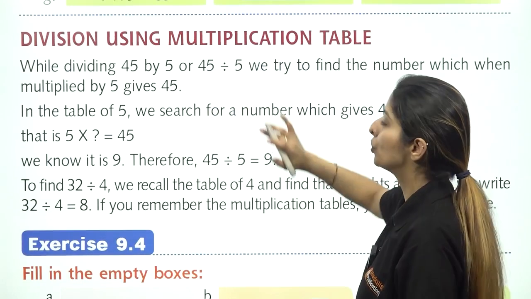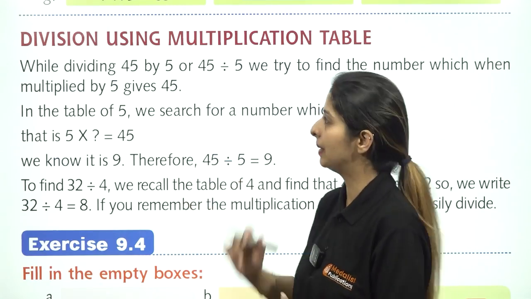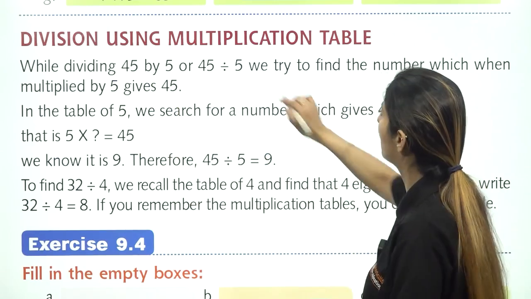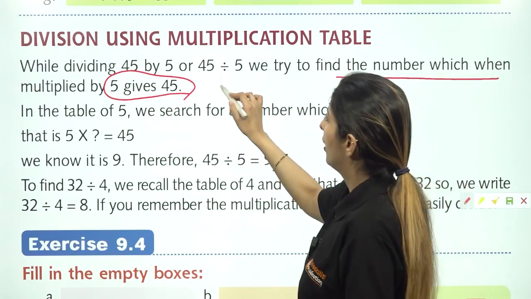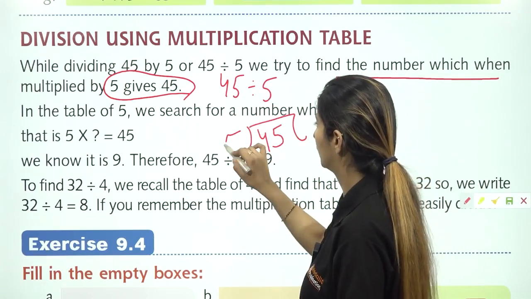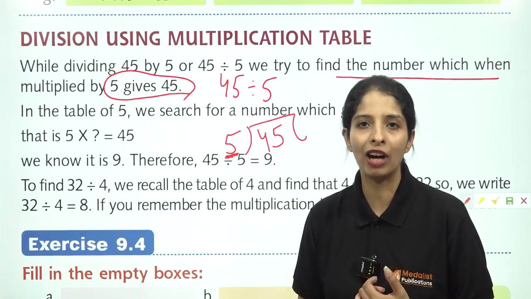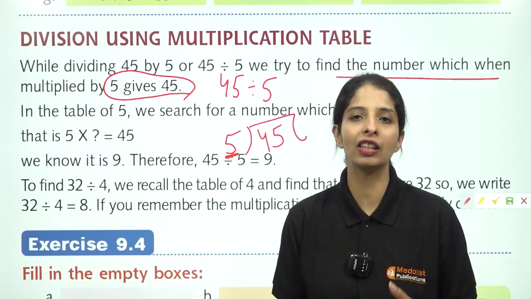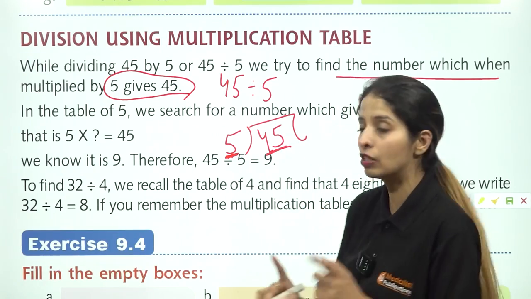Division using the multiplication table. Now, how can you use multiplication to divide? Let's see. While dividing 45, suppose we want to divide 45 by 5. We try to find the number which when multiplied by 5 gives 45. We look for the multiplication table of 5 where we get 45. Right? We recall 5 5s are 25, 5 6s are 30, 5 7s are 35, 5 8s are 40, 5 9s are 45. So 5 9s is 45.